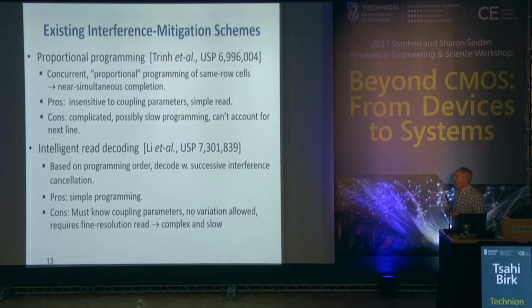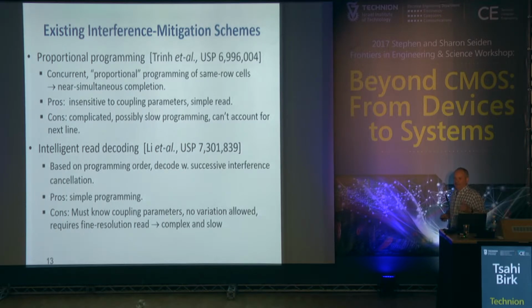An alternative approach is, let's program without taking this into consideration. Indeed, the threshold voltages will be affected. But when we read, we will decode using a technique called successive interference cancellation used in communication, meaning we know that the last cell to be programmed is unaffected. So we read it. Then we say, okay, the effect of it on the cell that was programmed next to last is such and such.